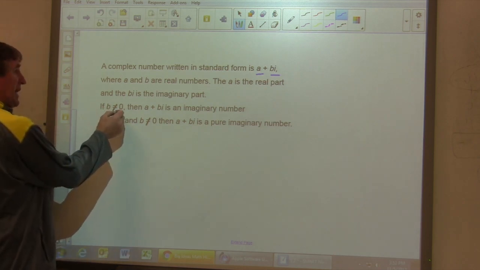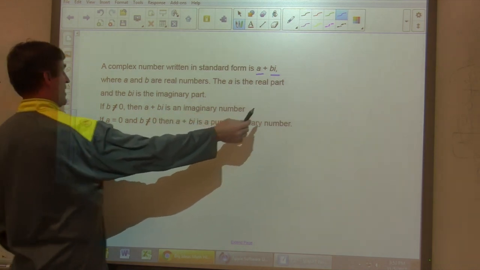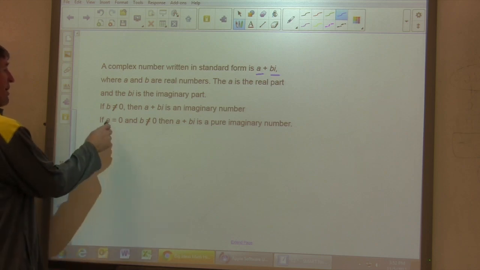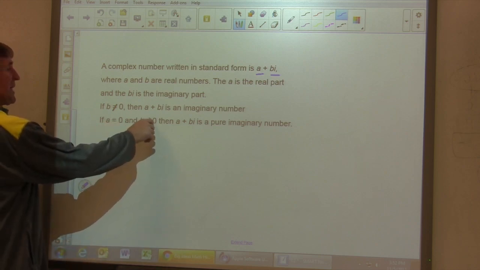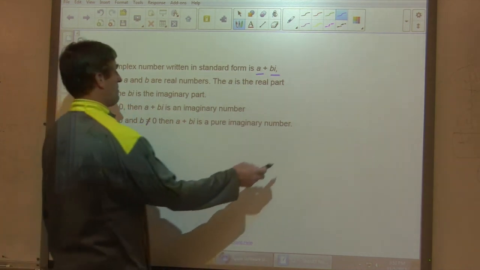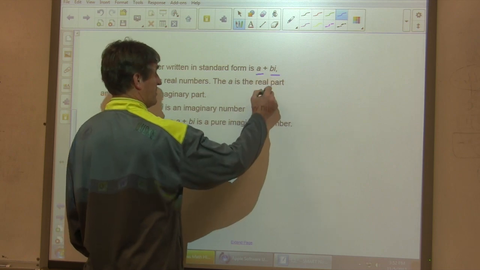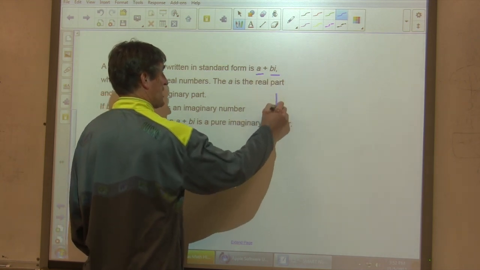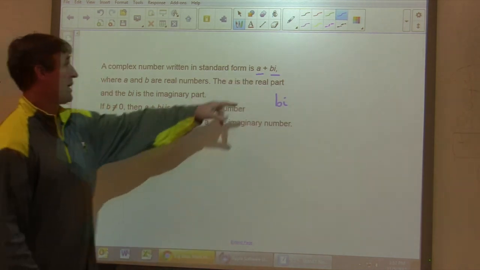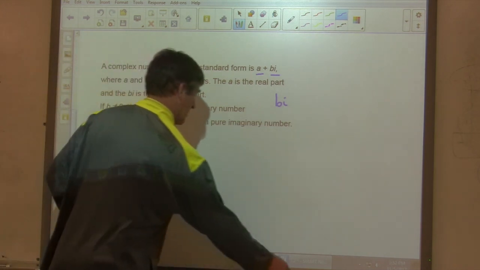If b is not equal to 0, then a plus bi is an imaginary number, because we have this here. If a equals 0 and b is not equal to 0, then a plus bi is a pure imaginary number. Meaning that when I have a plus bi, if I just have bi, then it's pure imaginary. There's no real part to the problem. Where here there's a real part and an imaginary part, which gives us the complex numbers.